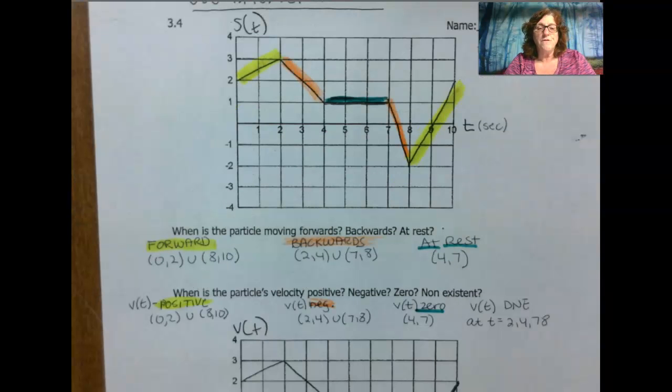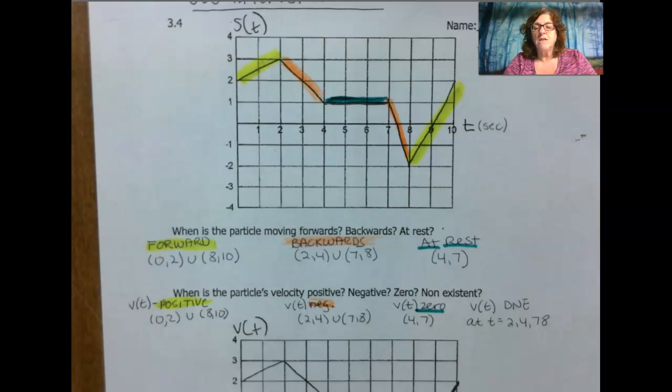So hopefully what you found was that the answers were very similar to what you gave in the first set of questions. So when is the particle's velocity positive? From 0 to 2, union 8 to 10. When is it negative? Again, we're looking for negative slope, from 2 to 4, 7, and 8. When is it 0? From 4 to 7.